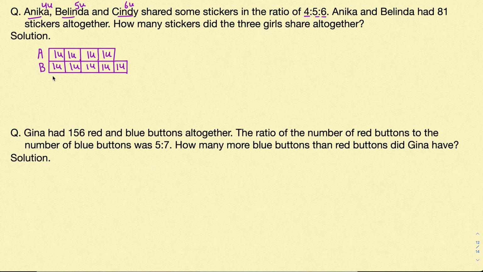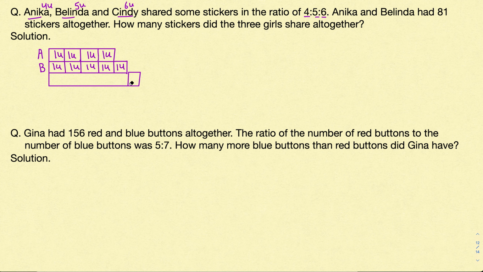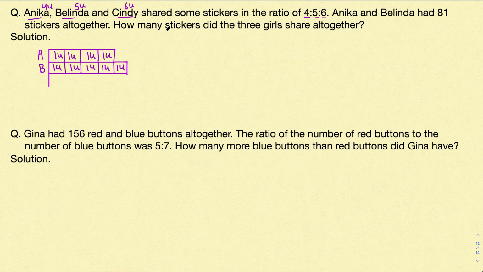And then how about Cindy? Cindy is 6, so we have to draw another bar to represent Cindy's share, which is 6. The bar is to be slightly longer as compared to Belinda's. Let me draw it a bit nicely. Yeah, that looks better. She's having 6 units, so we divide it into equal parts so that we can get 6 units. So here are Cindy's 6 units.